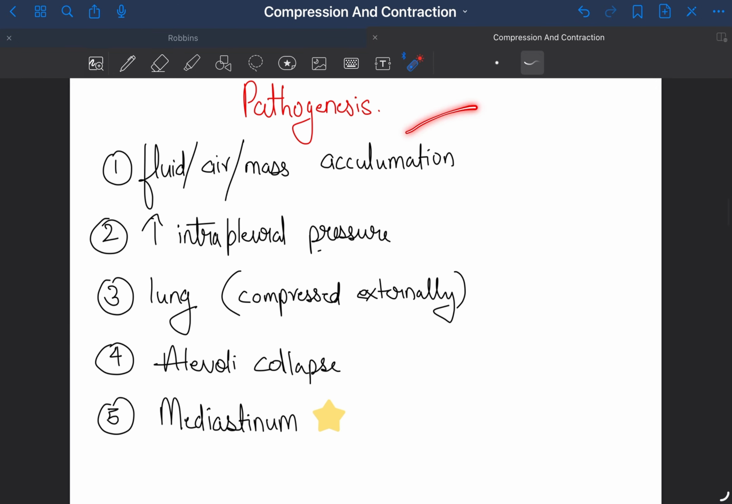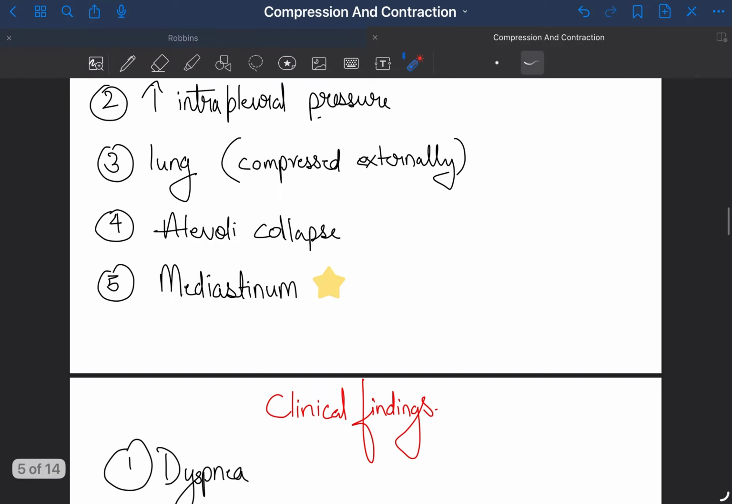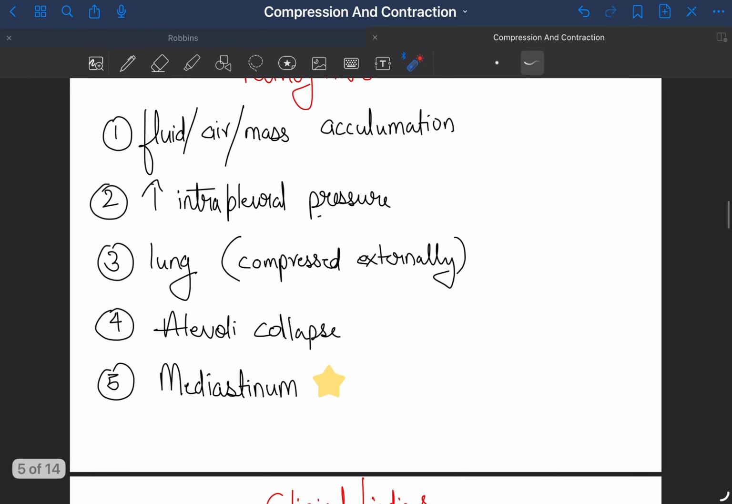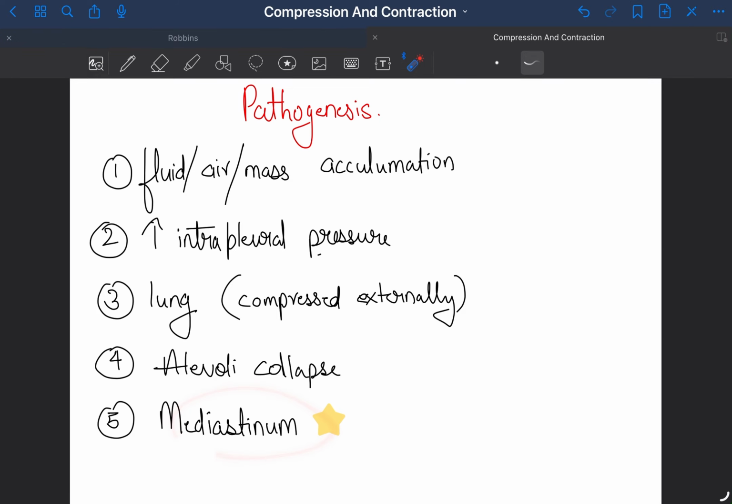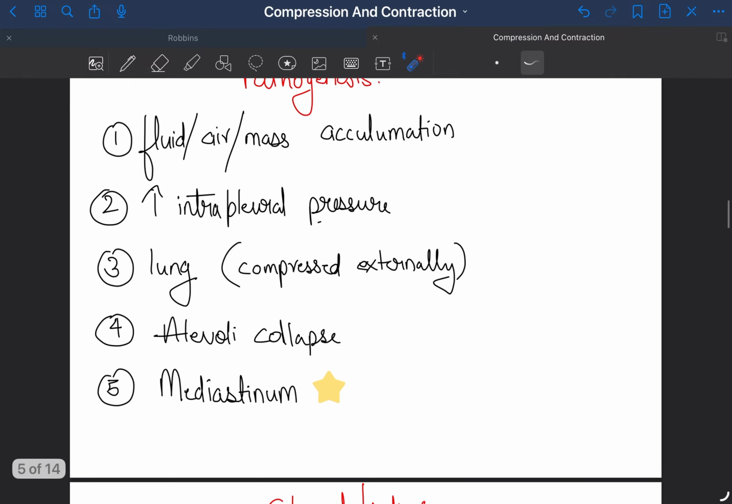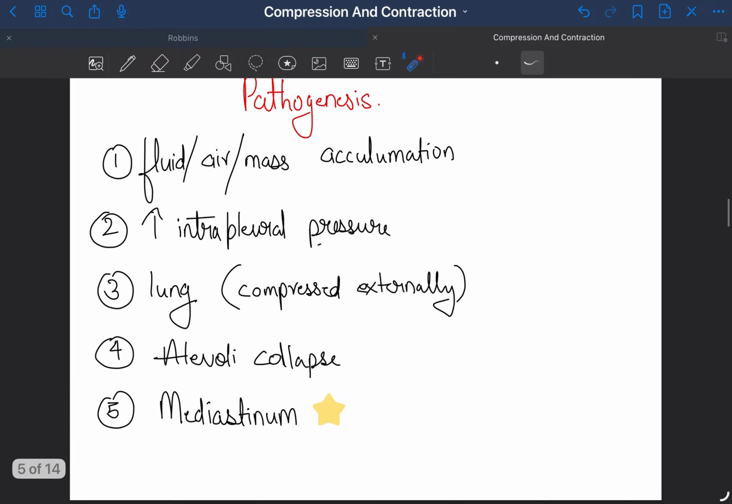Then we have pathogenesis. There is fluid, air, or mass accumulation which increases the intrapleural pressure. Because of this, the lung is compressed, which causes the alveoli to collapse. Now, the thing to remember over here is the mediastinum would shift, as we saw in obstructive atelectasis. In obstructive atelectasis the mediastinum shifts towards the affected lung, whereas in compression atelectasis the mediastinum shifts away from the affected lung. This is an important point, that is why it is star marked over here. So the pathogenesis is basically that the lungs are compressed externally.